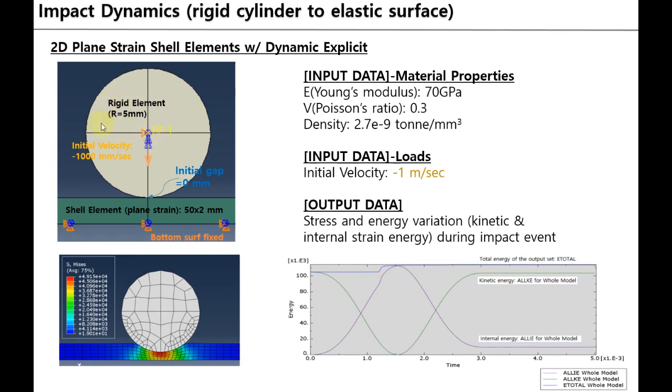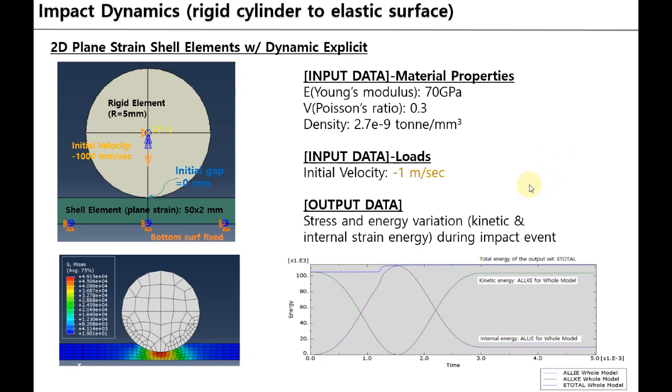The radius is 5 millimeter and the elastic layer thickness is 2 millimeter. At this time, the initial gap between the cylinder and the elastic layer is set to 0 millimeter. And a minus 1000 millimeter per second initial velocity is applied for the impact event.